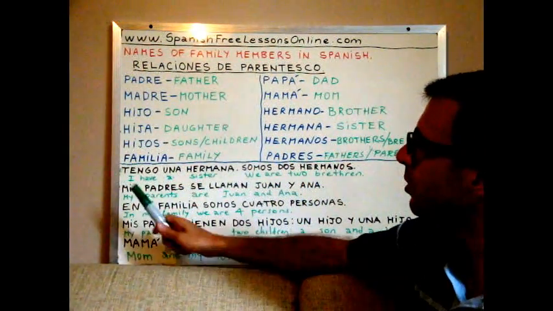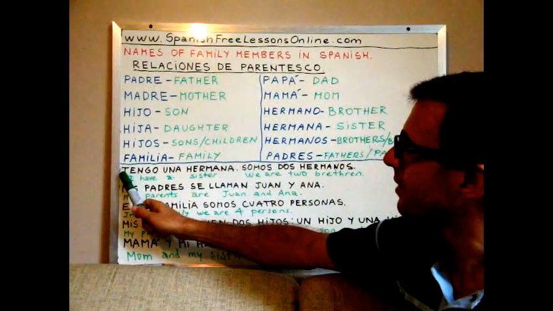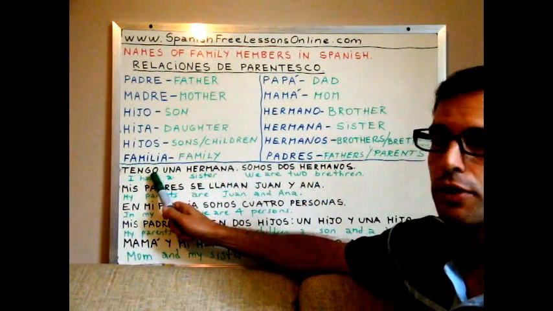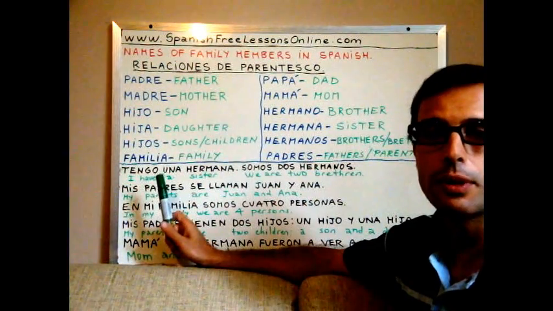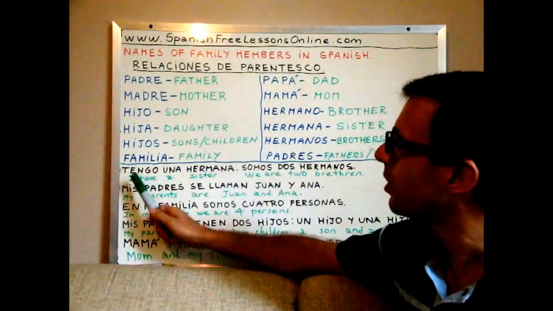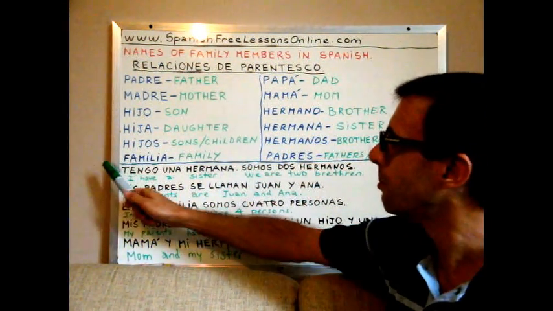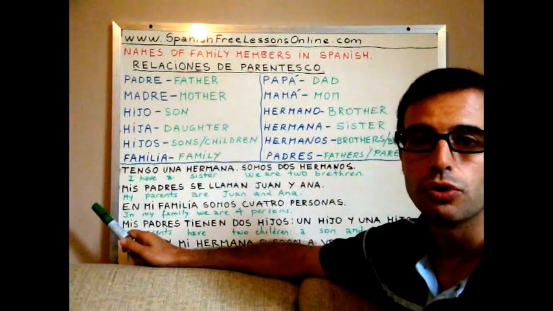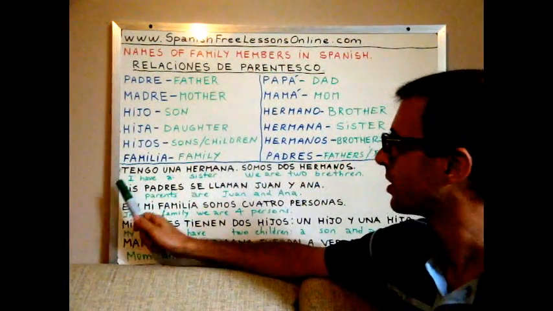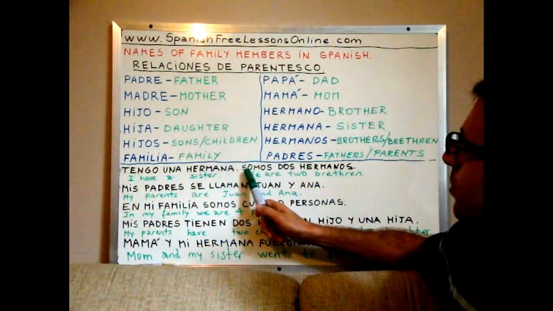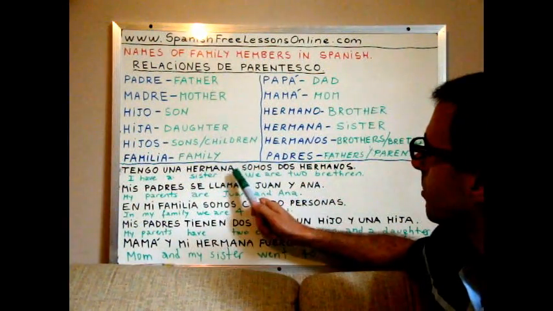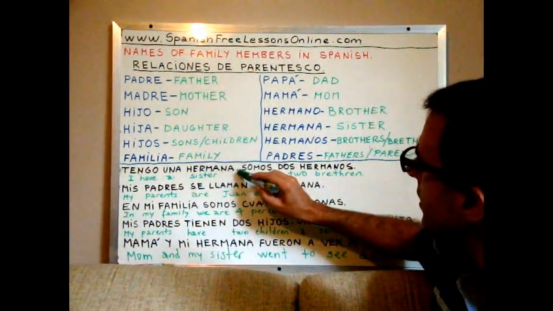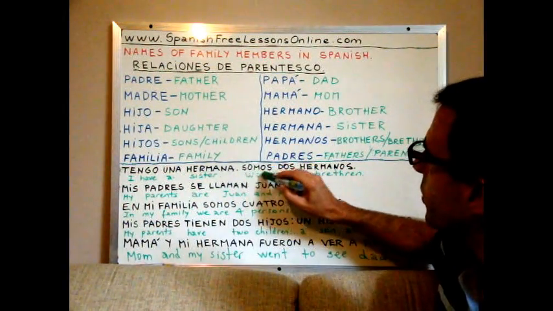As usual, I will remind you that the conjugated verb already brings implicitly the subject pronoun, right? So here I can omit, as I did, the word yo, the word I, right, the subject. And here I'm also omitting the word nosotros or we, because it's already implied in somos. We are, okay?